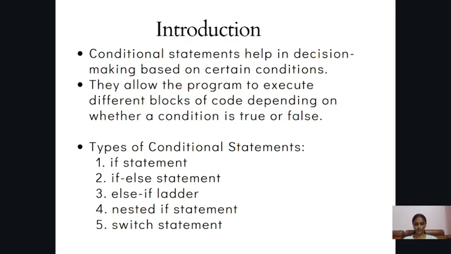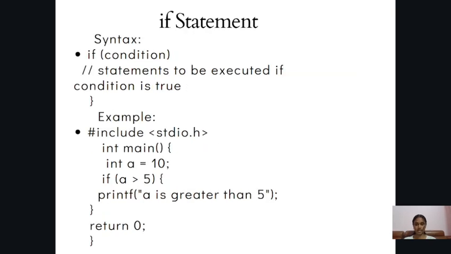First one is the if statement. The if statement tests a condition. If the condition is true, the block of the code inside it executes. If it's false, that block is skipped. For example, here is a simple program that compares two numbers, a and 5. We will check if a is greater than 5 using the if statement.